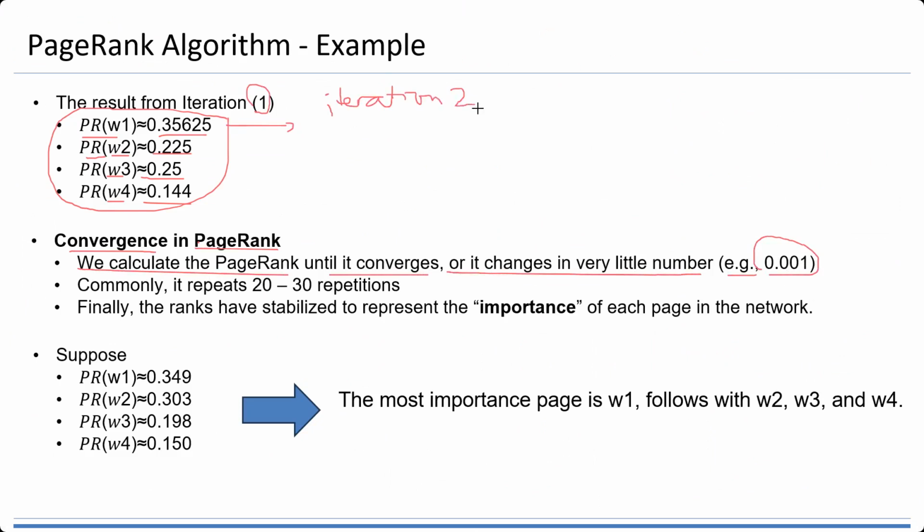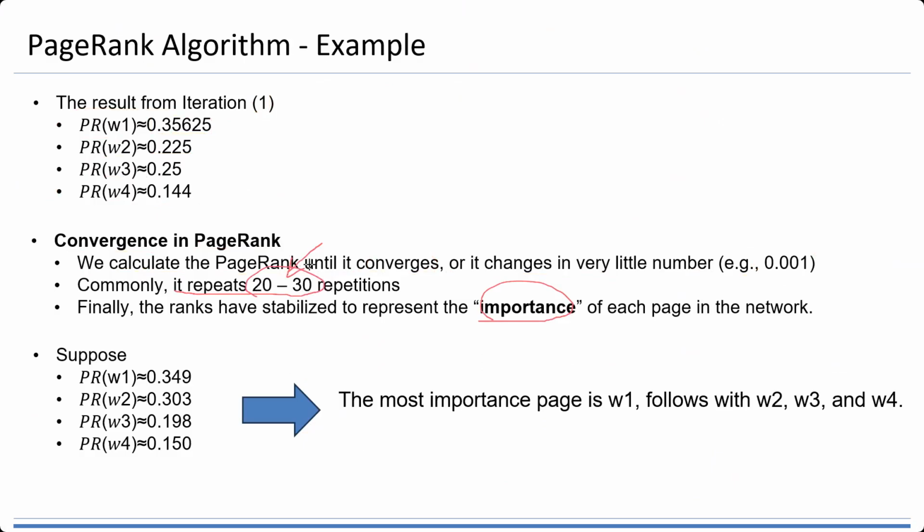I don't show iteration 2 here, but you can check. If iteration 2 gives, let's say, 0.3612, maybe, I don't know. Then there is still a change of 0.01. If the change is very small, or if it converges, it means there is no more change. Converges means no changes anymore. Or if the change is very little, then we stop. After we stop, we will check the importance. Usually, in some research papers, they mention 20 to 30 repetitions. But it depends on the data.